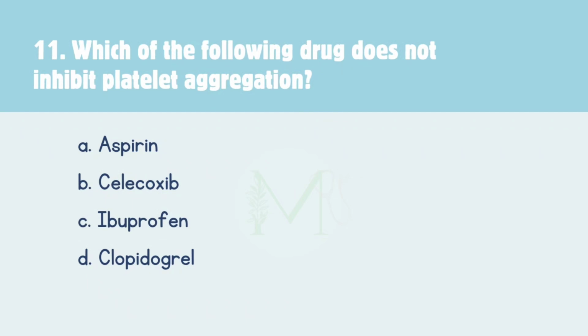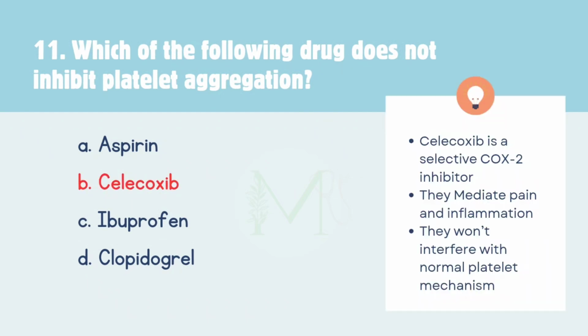But the question is the drug which does not inhibit the platelet aggregation, right? So option B is celecoxib. It's a COX-2 inhibitor. It selectively inhibits COX-2 enzyme and does not significantly affect COX-1, which is responsible for platelet aggregation. Therefore, it does not inhibit platelet aggregation. So celecoxib is the right answer.